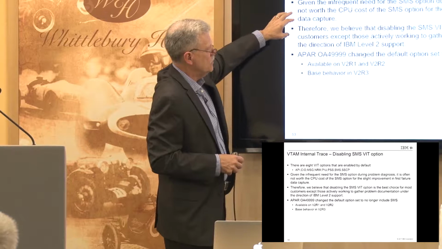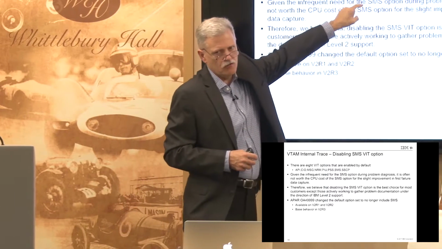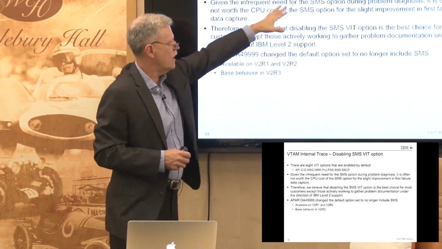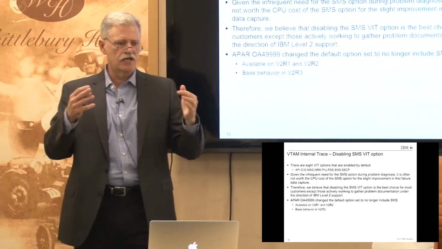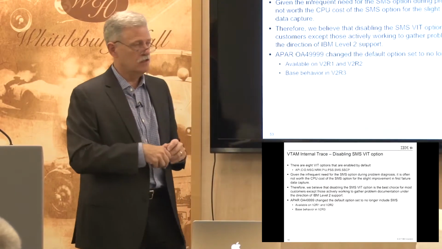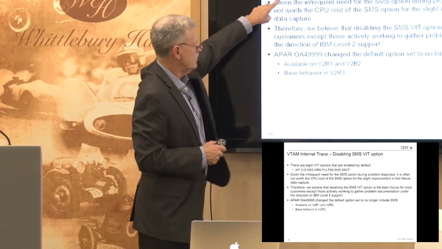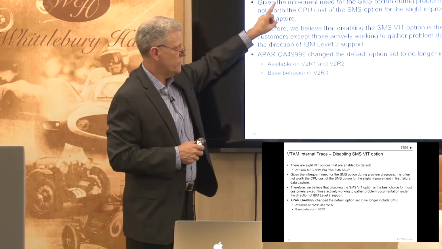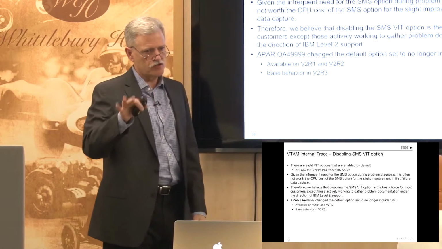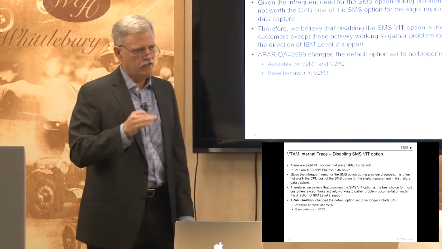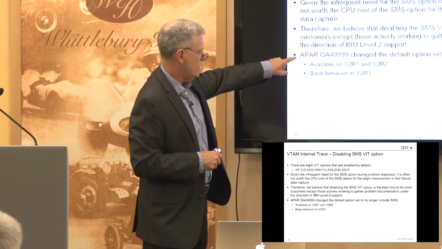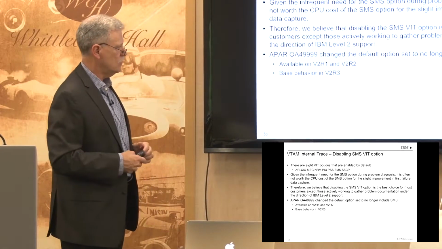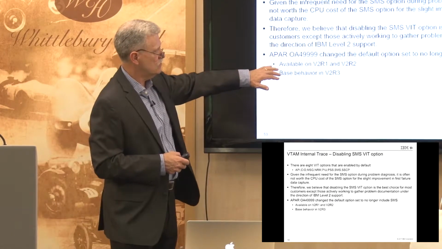But given the infrequent need for the storage option and the CPU costs associated with tracking storage, we did ship an APAR to allow that to fall out of the user-controlled option. So now when you bring up VTM, SMS is off, because it was one of the big CPU cost consumers of the tracing. We believe that disabling SMS with that change fits the needs for most of our users. Okay, that's interesting to know about. Thank you for shipping that. That change was shipped by the APAR you see listed here. It's available in 2.1 and 2.2, and it's the base behavior for z/OS 2.3.